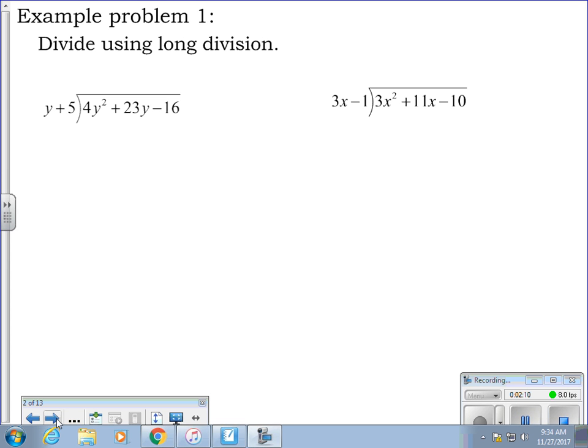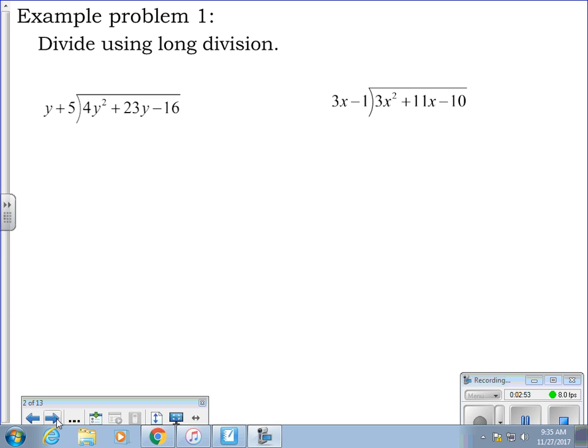Long division. What I'm doing is taking 4y squared plus 23y minus 16 and dividing it by y plus 5. I might have a remainder. Probably, actually, I will on this one. I know I will. 5 does not go into 16, so I will have a remainder. Your first step, and you do this step by step: when you do regular long division, you don't ask how many times it goes into the whole thing. It's how many times does it go into the first item?